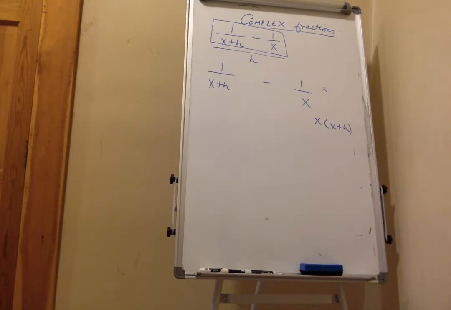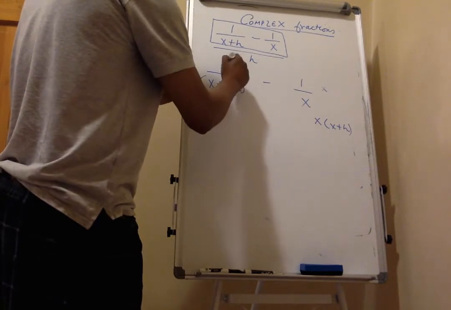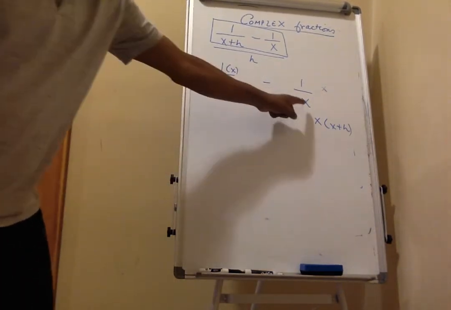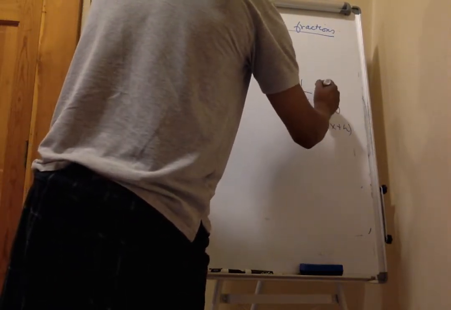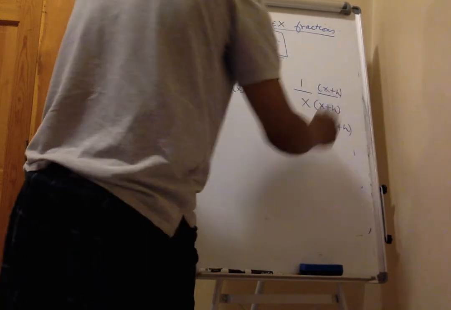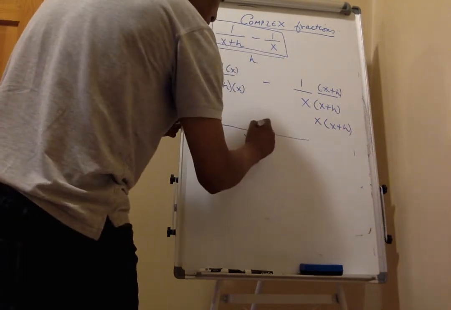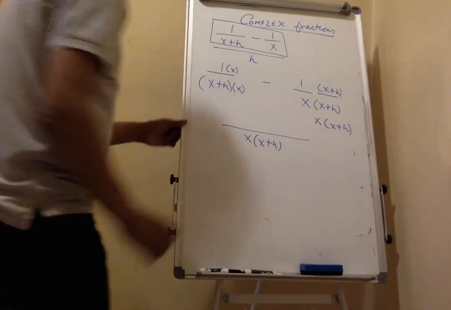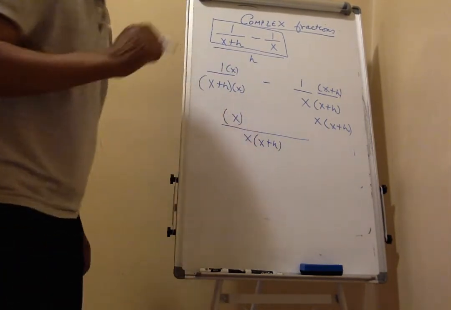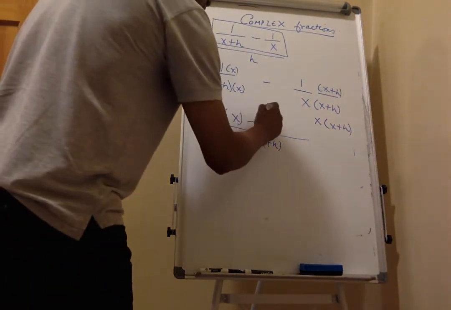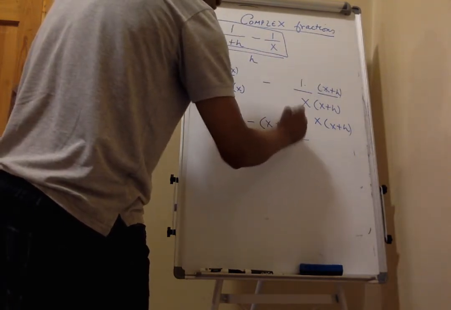Now, if that is the case, what are we missing here? The x. So I'm going to put the x in here. What we are missing here is x plus h. So I'm going to do x plus h and x plus h. Okay. Now I have the same denominator. 1 times x is x. Put a parenthesis just to be safe, minus, and then 1 times x plus h, so it is x plus h.